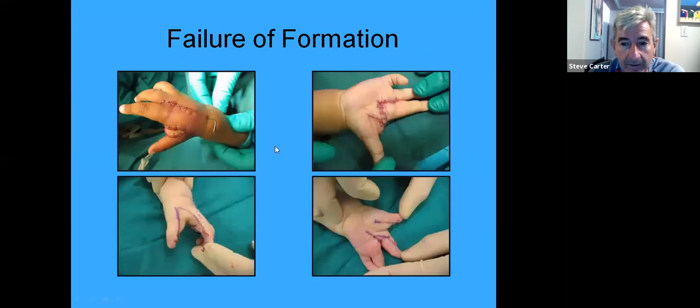Okay, let's move on to the next one. So again, you see the same example, top left, and a different child in the bottom right, also with a cleft hand.